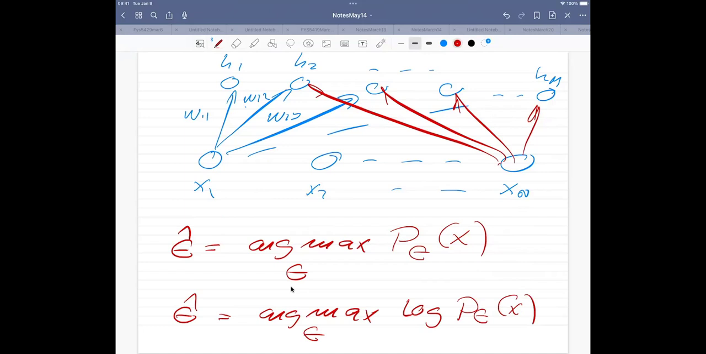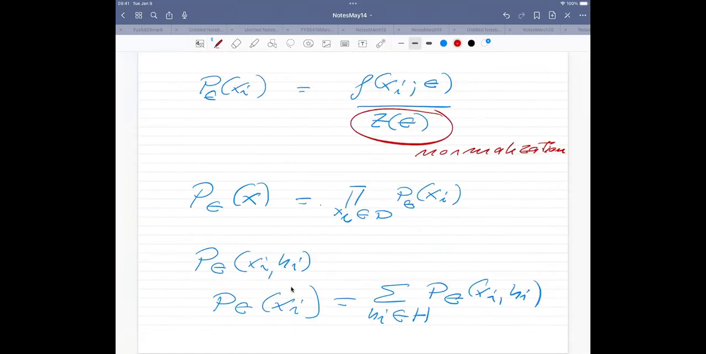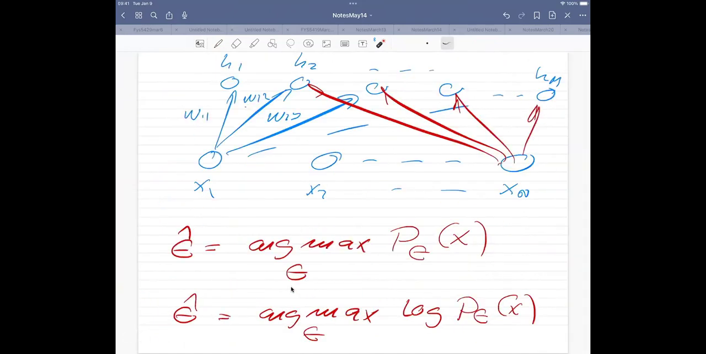This is a problem which is easier to handle because our probability, the model which we make, is a product of all individual probabilities. This is much more difficult to calculate the gradient of, which in turn means that if we replace it with this problem, which is fully equivalent, then we have an easier optimization problem. And this is essentially what is done.